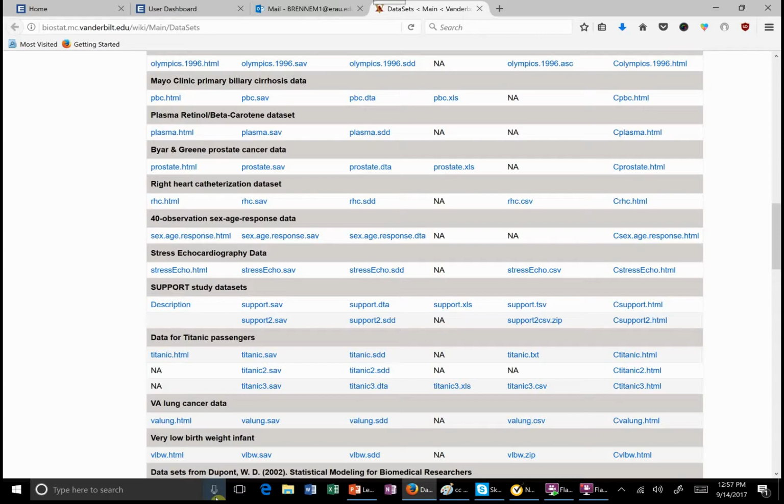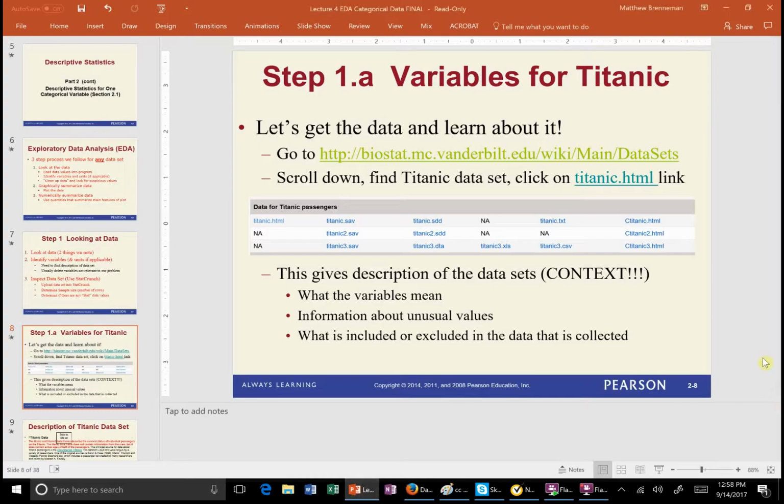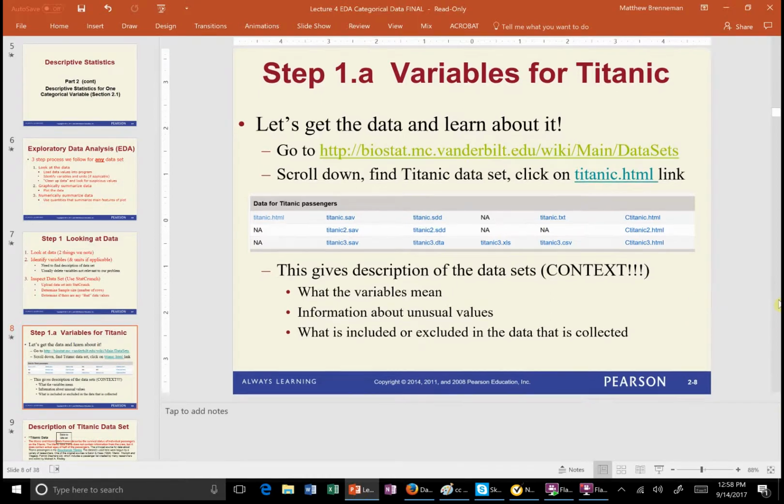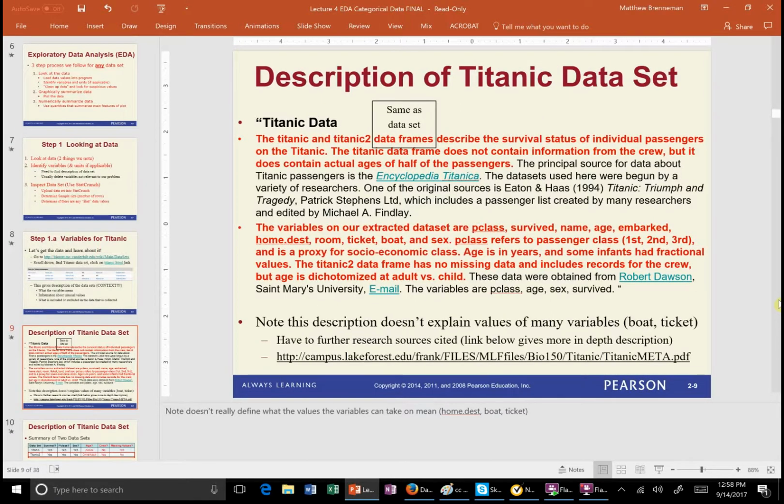So this is all the information on here. Notice there's a lot of stuff going on. I'm going to click on this part right here, this Titanic.html. And I'm not going to do it because I've already done it, but you can do it. And what you'll see is this little blurb that will come up. This is describing what's in that data set. And it's kind of interesting to read about it.